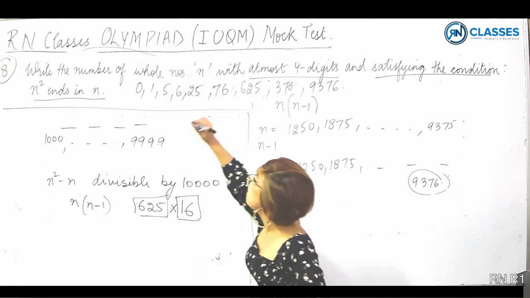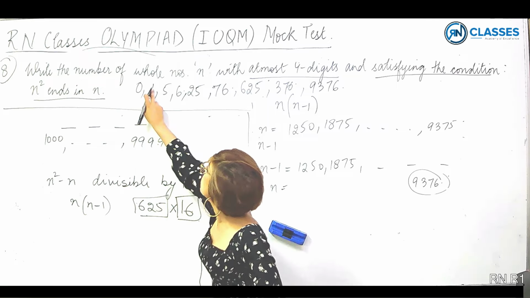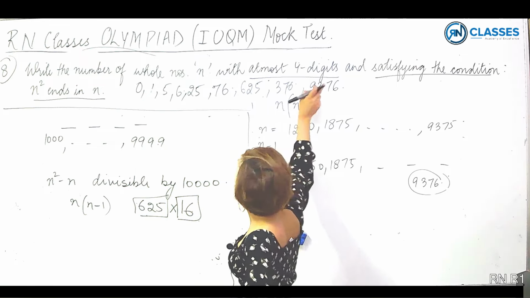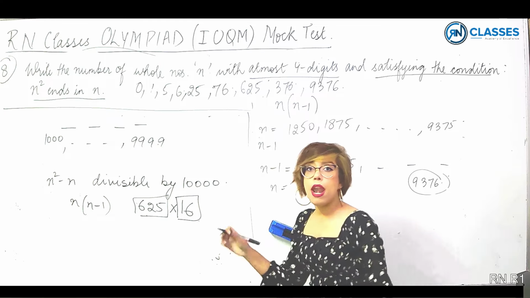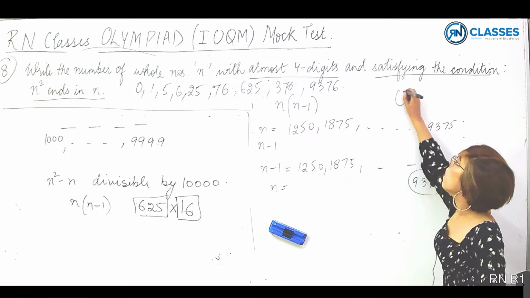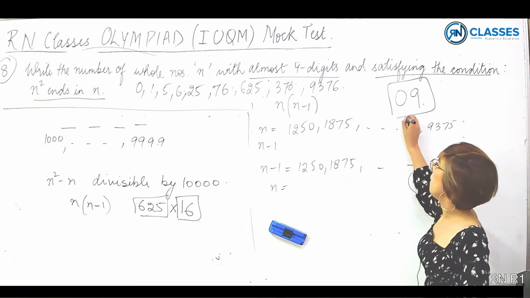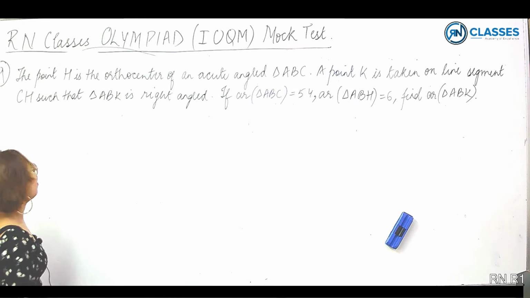Check how many these are, whether we have left another one or not. 1, 2, 3, 4, 5, 6, 7, 8, 9. Right? So in all 9 numbers are there. That is why your answer is 0. Alright. On to the next one.